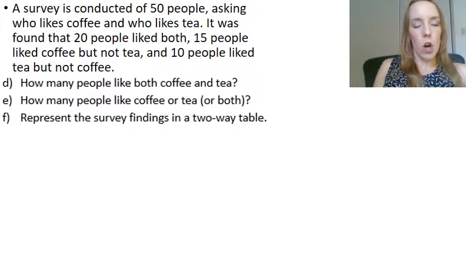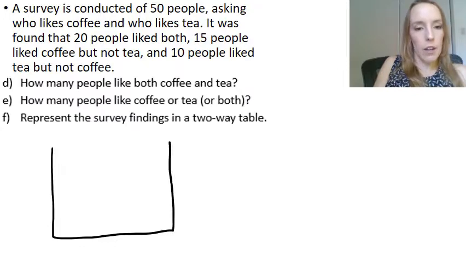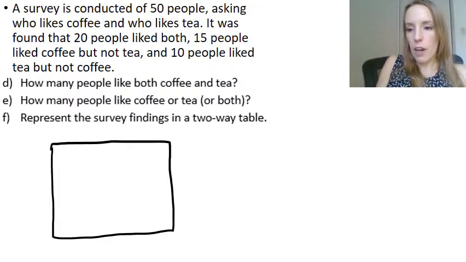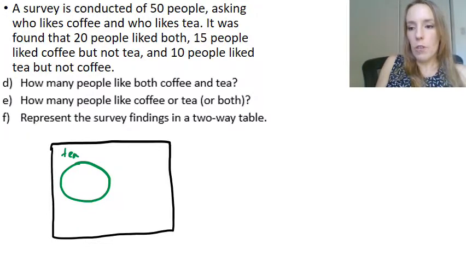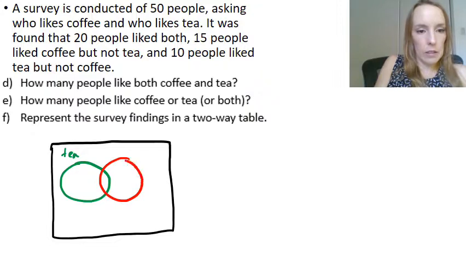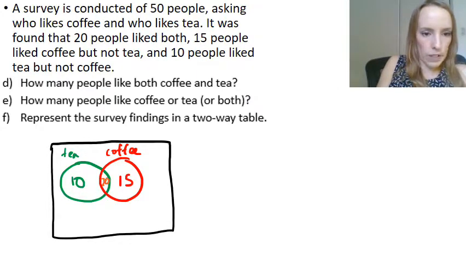Oh no, my Venn diagram's gone. I might have to redraw that because I've changed slides. I'll be really quick. Draw up our box. Draw out a circle for tea. Oh, that's a better circle. Draw our circle for coffee. Okay, so we had 15 people liked coffee and not tea. We had 10 people like tea and not coffee. 20 people in the middle who like both. That's a 20, yep. And we had 5 who liked neither.